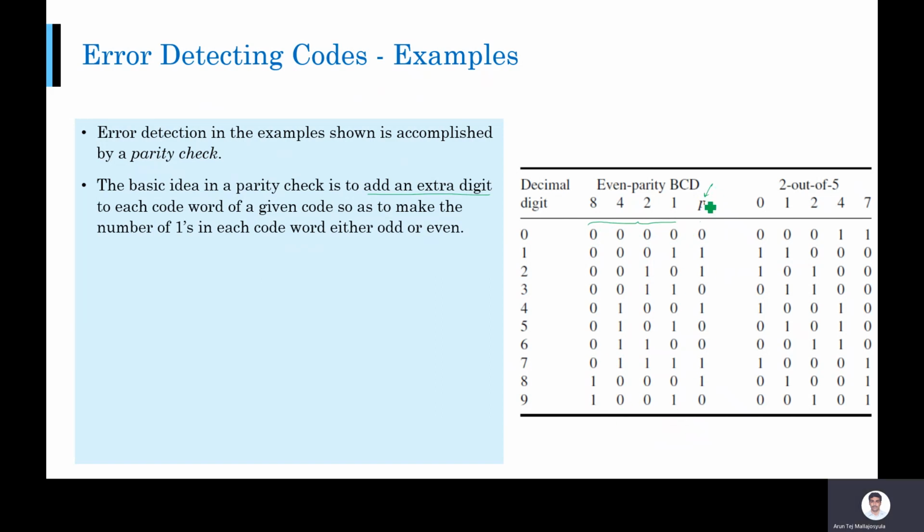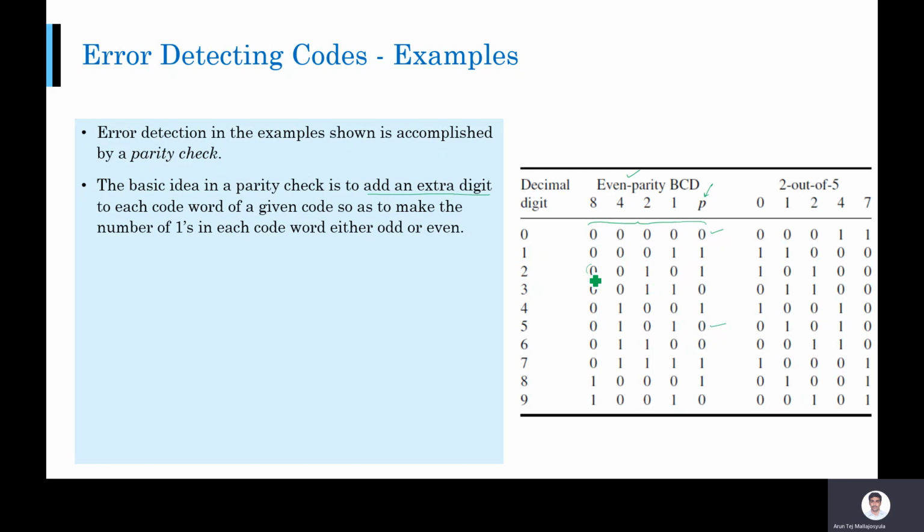To that, you are adding a parity bit, so you are making it a 5-bit code. The value of that parity bit is such that you have an even parity, which means the total number of ones should be an even number. For 0000 there are no ones, so your parity bit is 0. Let us take one more. 0101 is your 5. Here also the number of ones is even, 2, so your parity bit is 0.